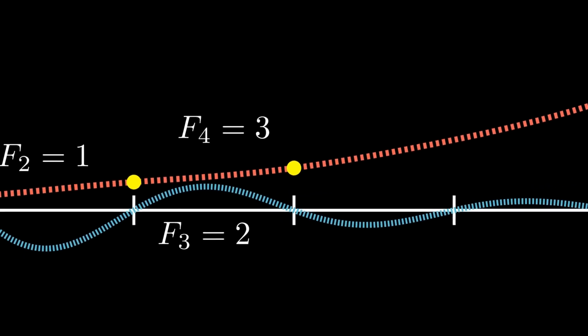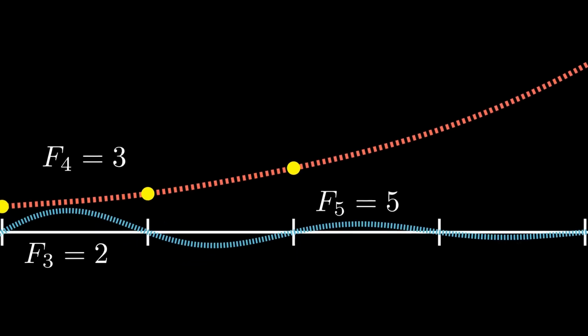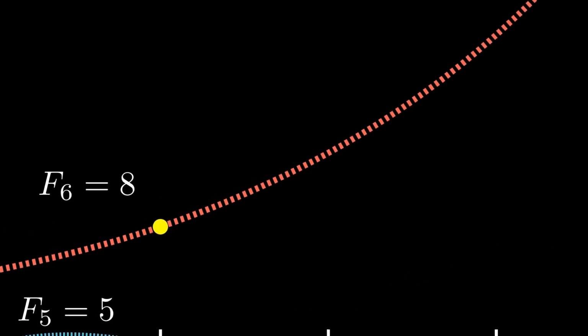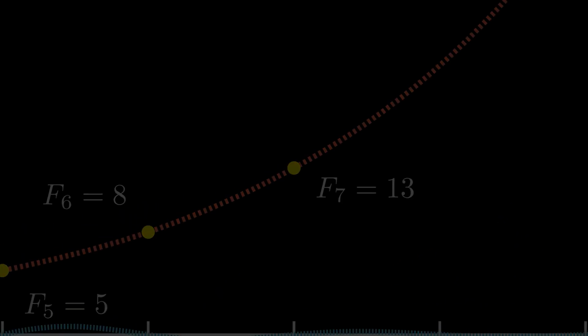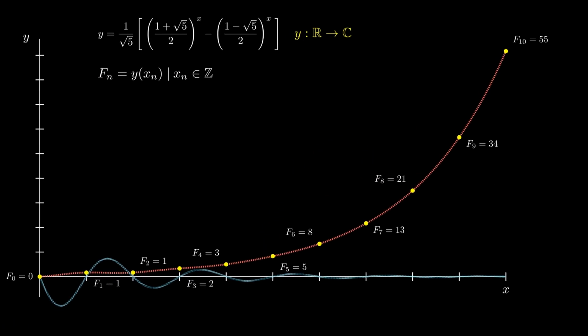I know there's no real way to verify this just by looking at the graph, but notice that all of our points map to integers too. Let's skip to F10. Looking back at the full view of the graph, we can see that our function perfectly matches the sequence.